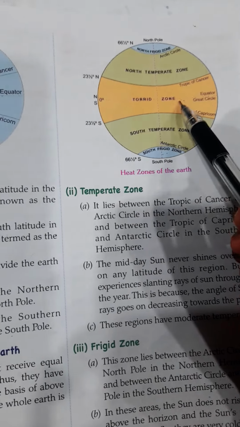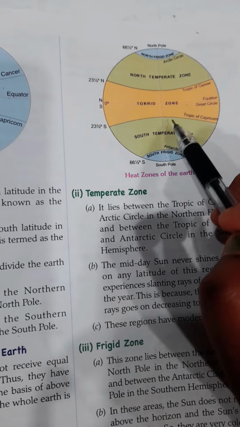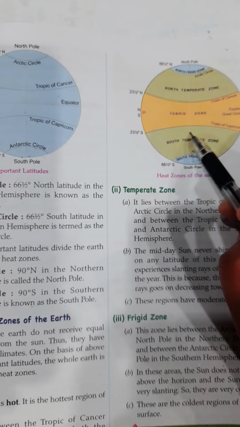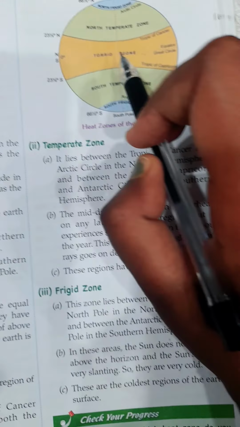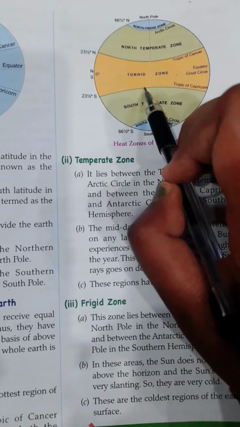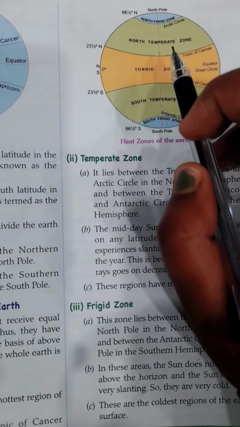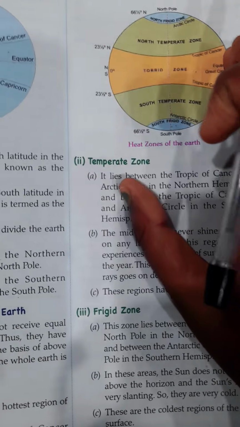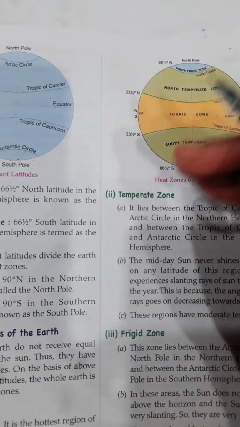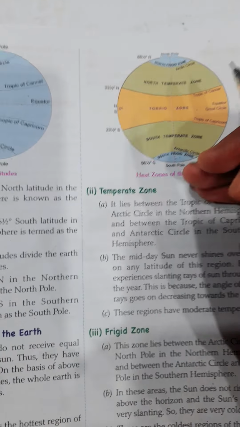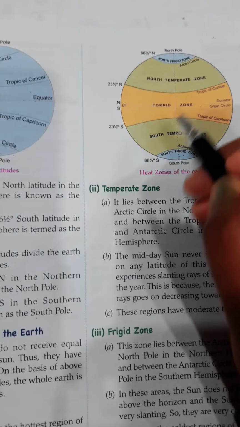Are you getting me, class? Amount of heat received from the sun. Just understand, student, all parts of the earth do not receive an equal amount of heat from the sun. Why, student? Because of different areas on the earth. So different areas, so different regions.